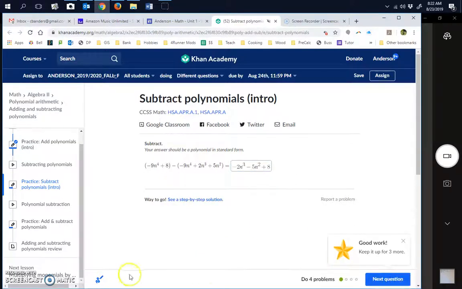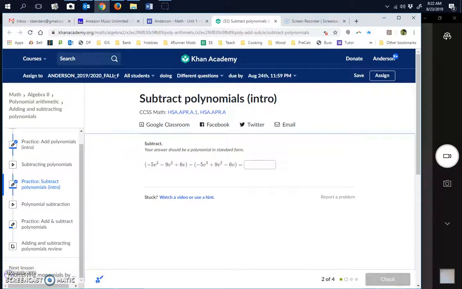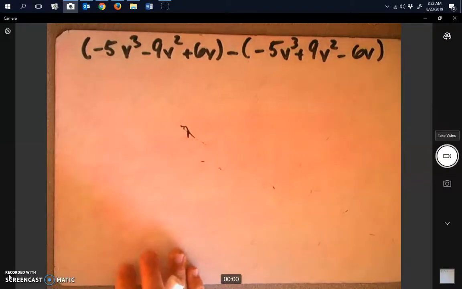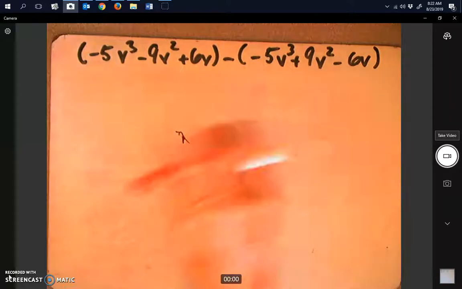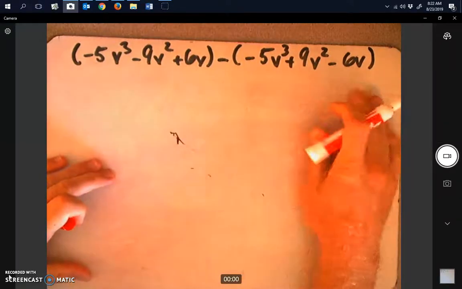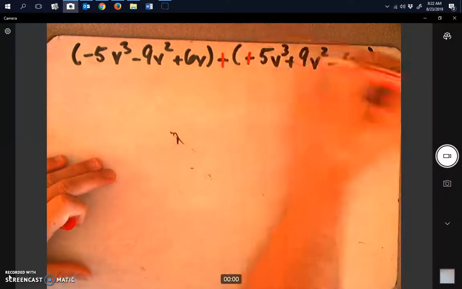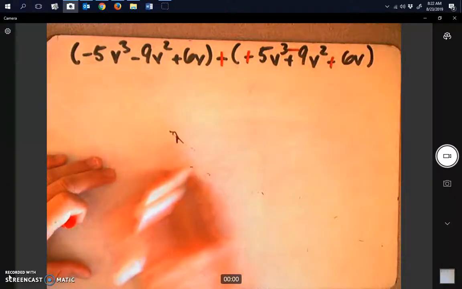And our answer is right. Next problem. Question 2 is right here, and I have it written down. All right, so subtraction once again. So we need to change all of our signs. So remember, we just change all of the signs. So this one goes positive, positive, negative, positive.